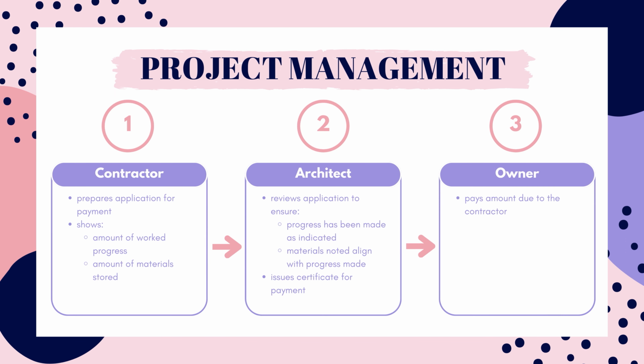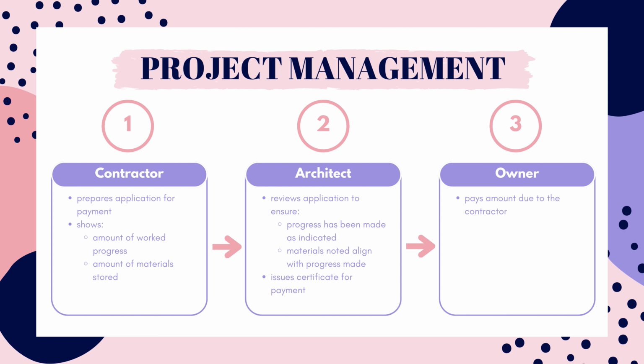Well, during construction, the contractor will receive periodic payments, which usually are about once a month. This funding is used to purchase materials and pay their subcontractors for their work. The contractor will prepare an application for payment showing how much progress has been made to date, and the architect will review this to make sure the amounts requested are consistent with the amount of work completed and the quantities of materials being stored.